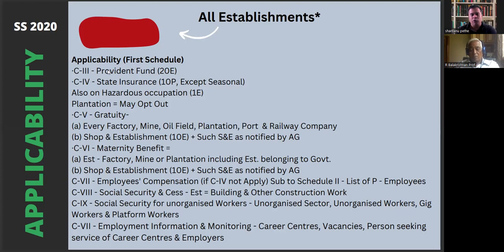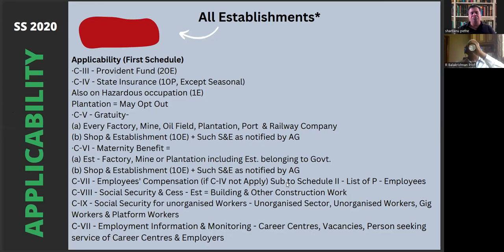Then comes chapter number 7, employees compensation. If chapter 4 does not apply, then this will be applicable. Basically, in any establishment, either the state insurance chapter will be applicable, and if state insurance is not applicable, then the employee compensation chapter will be applicable. For that purpose, the definition of who will be treated as an employee for the purpose of compensation is given under Schedule 2, a very long list of people who will be treated as employees and will be able to claim the compensation.